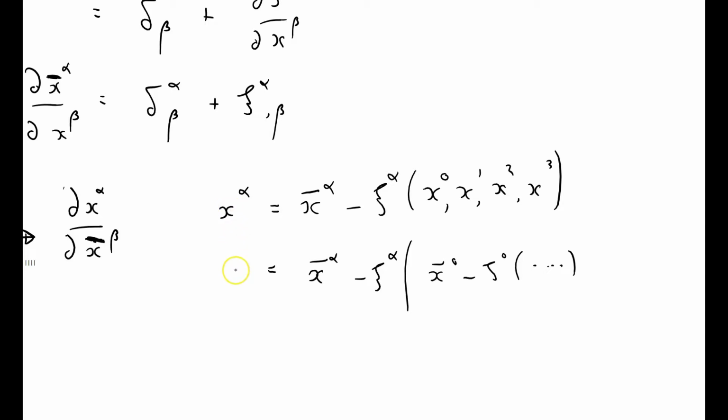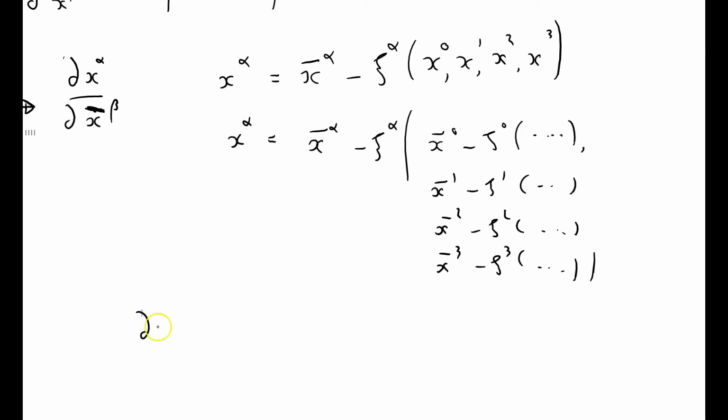Yeah, we've got four equations here. We've got one for alpha equals 0, 1, 2, 3, but each one of these functions here is a function of four arguments, comma x bar 1 minus psi 1 of its arguments, x bar 2 minus psi 2, and x bar 3, of course, minus psi 3, blah, blah, blah.